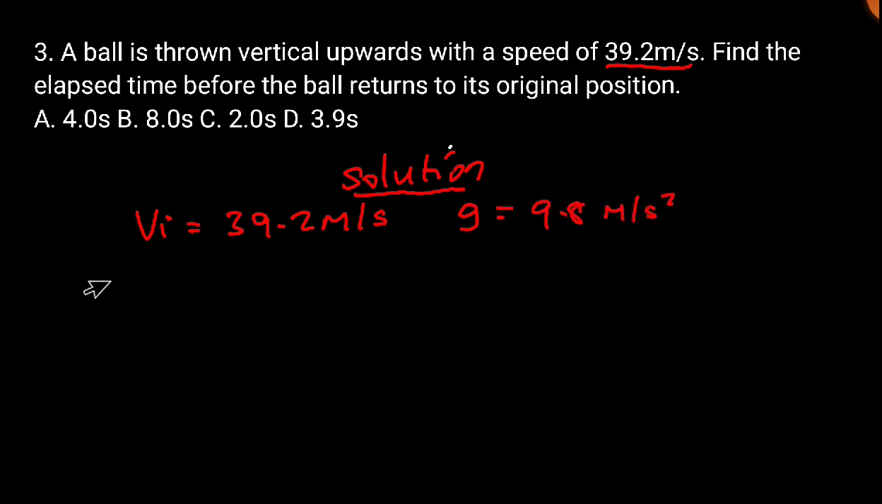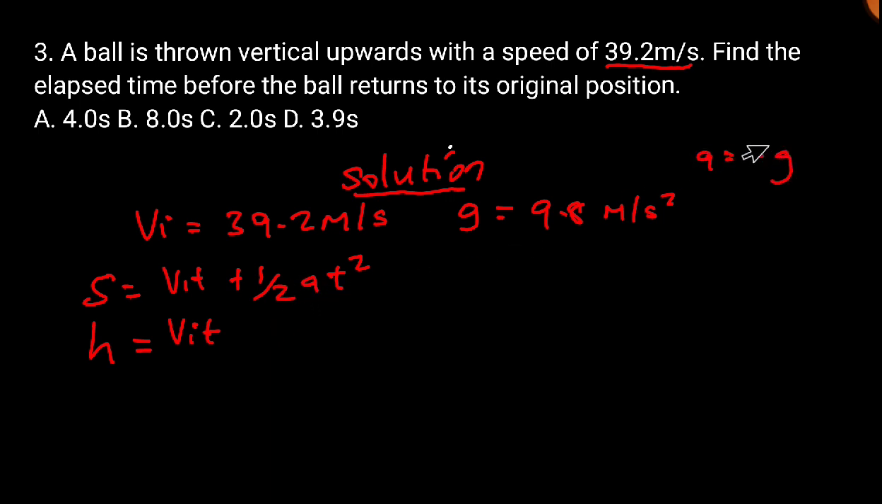Now we're going to use this equation: s equals initial velocity times time plus half a t squared. Let's represent this s with h. So this will be equal to initial velocity times time. Now this acceleration is going to be a equals negative g, because upward motion opposes gravity, so it's going to be negative. If we plug in a to be negative g, we have negative half g t squared.